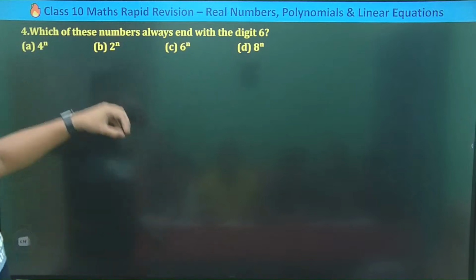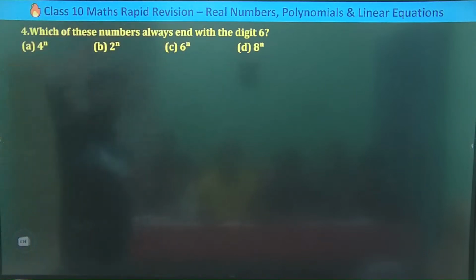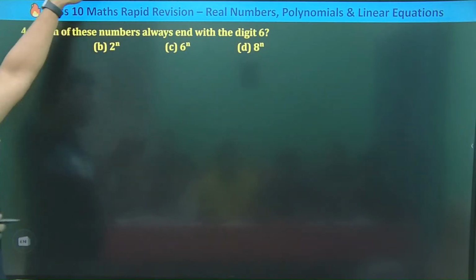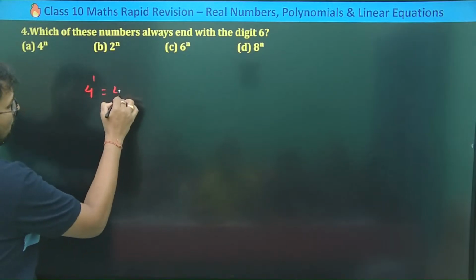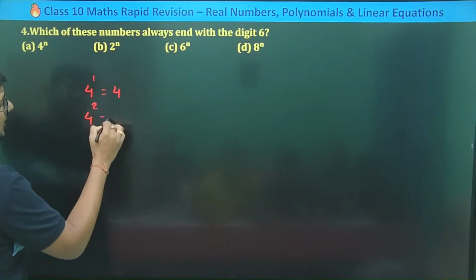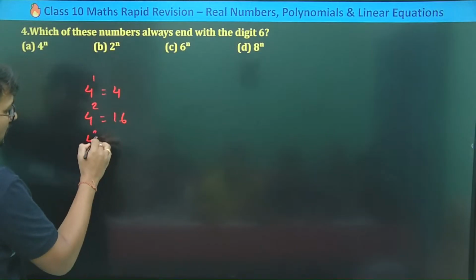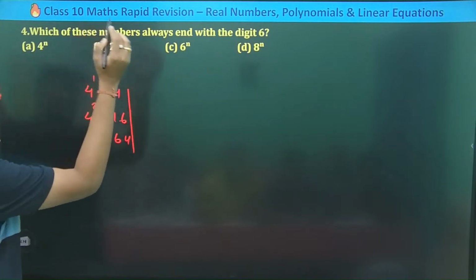See, check. Which of these numbers always ends with 6? Now tell me, 4 to the power n. Let us take 4 to the power 1. 4 to the power 1 is how much? 4. 4 to the power 2 is what? 16. 4 to the power 3 is what? Is that always ending with 6? No.